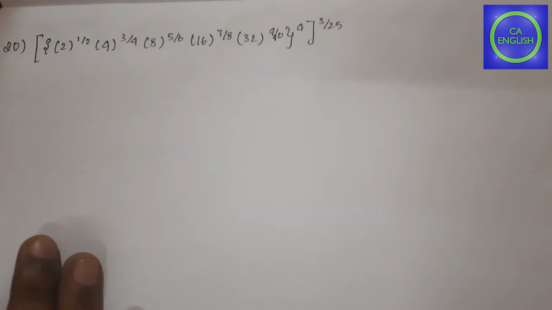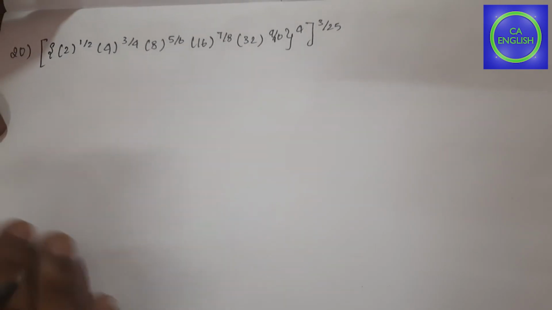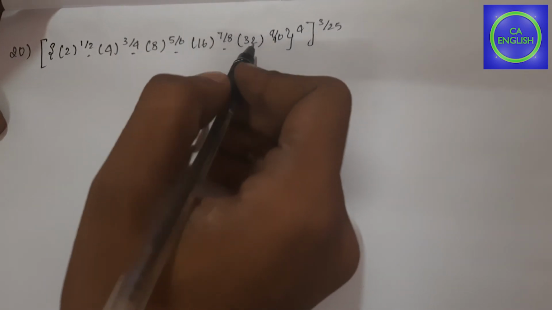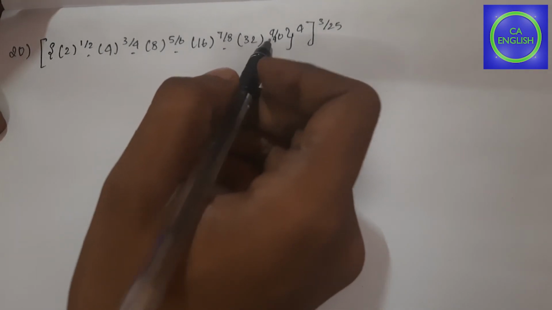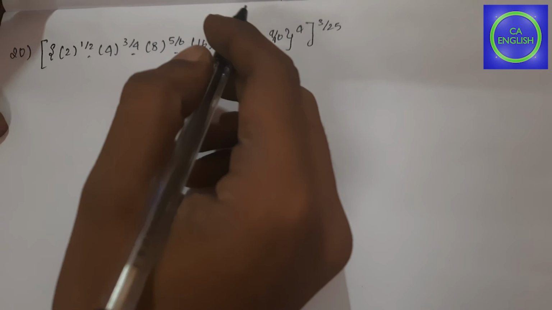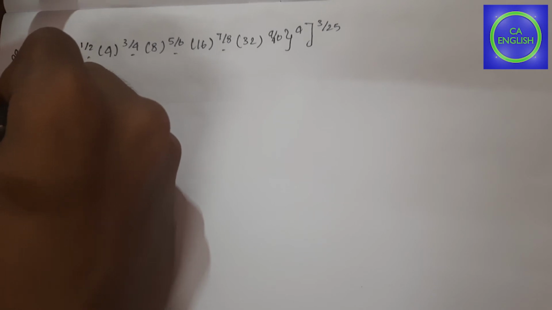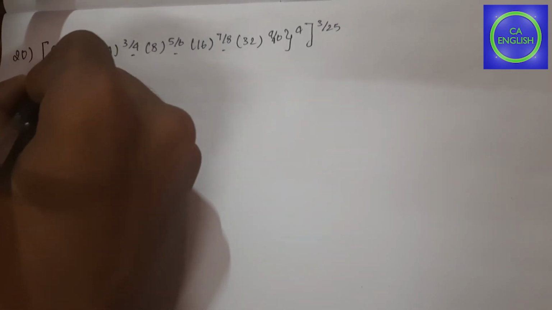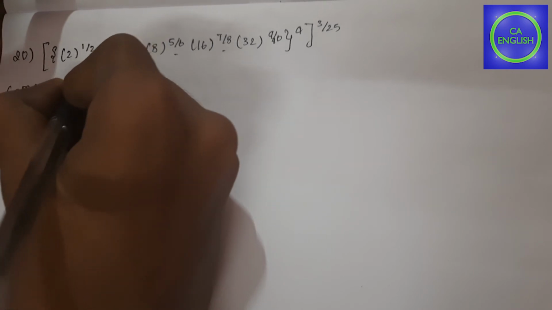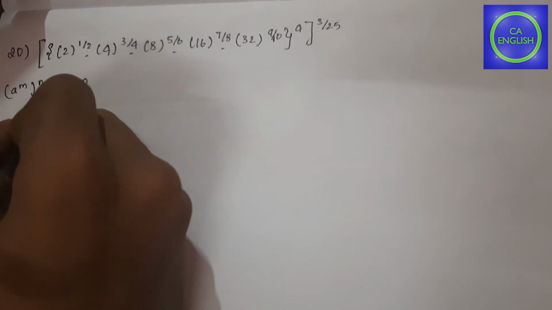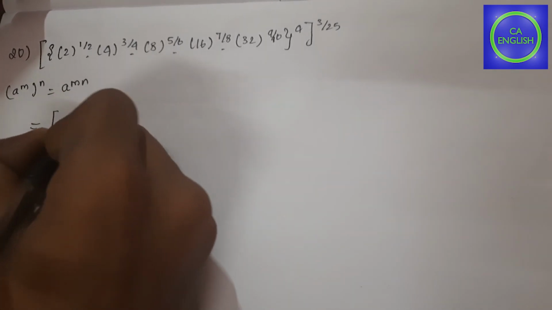20th sum, the question is a little bit big. Okay, 2 power 1 by 2 into 4 power 3 by 4 into 8 power 5 by 6 into 16 power 7 by 8 into 32 power 9 by 10, the whole power 4 and the whole power 3 by 25. First we are going to use one law, that is a power m the whole power n is equal to a power m into n. Now we are going to use this law in this sum. Okay, just write according to that law.